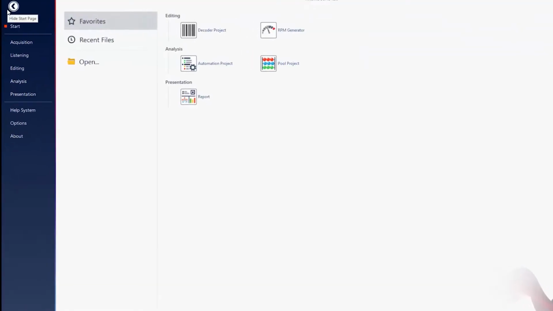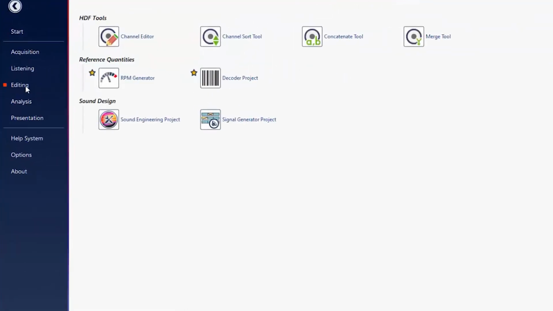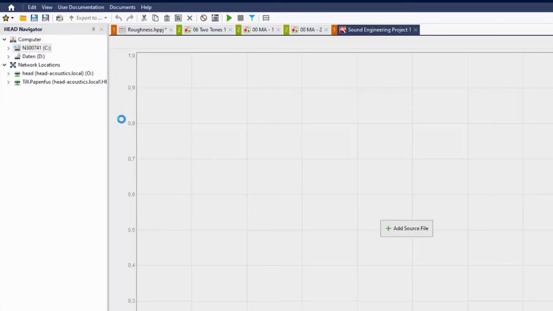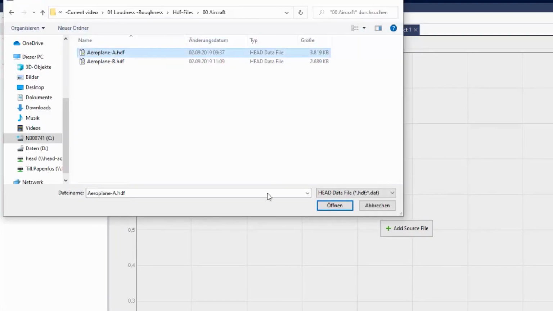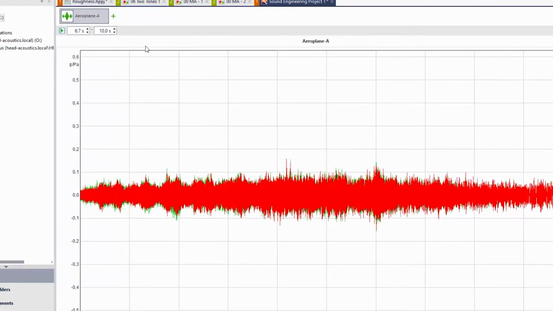Or I have a shortcut. I can simply try out the effect with a sound engineering tool. How many dB do I have to lower the sound to achieve which effect? I can do this in 2 minutes. I go to edit my measurement with the sound engineering project. There I load my measurement into it. That was plane A. I take the brush tool.